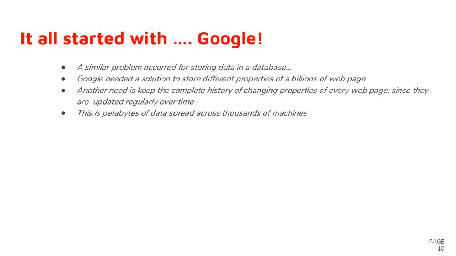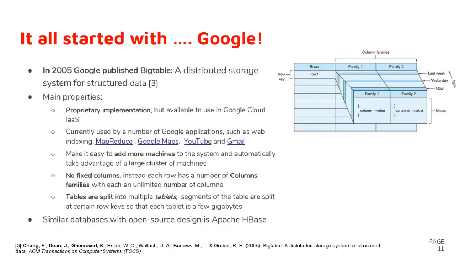Again, that's petabytes of data. It means it's stored over hundreds and thousands of machines. And so then they published Bigtable. Bigtable is a distributed storage system for structured data. Again, a paper from 2005. And the main properties of Bigtable are, again, that it's a proprietary implementation.